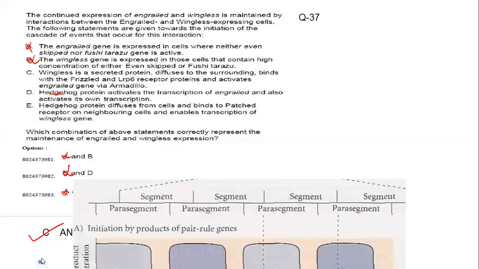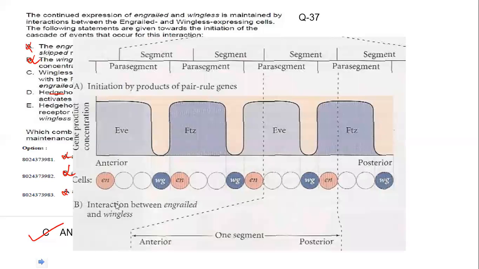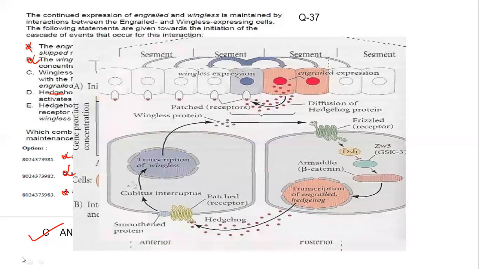So you can see that here. First is Even-skipped and Fushi tarazu, where Engrailed will be expressed, and Wingless will be expressed where there is no Fushi tarazu and no Even-skipped. Another is that you can see the Patched receptors here. So Wingless binds to the Frizzled receptor. So these are GSK3 signaling, Armadillo, beta catenin.